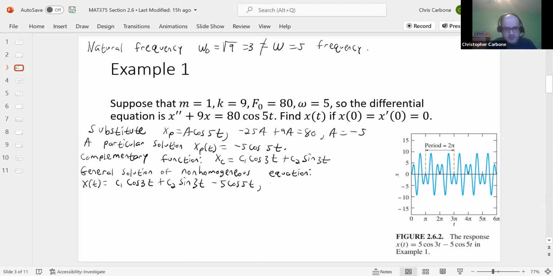And we know from this that x prime of t is going to be negative 3 times c sub 1 times the sine of 3t plus 3 times c sub 2 times the cosine of 3t plus 25 times the sine of 5t.